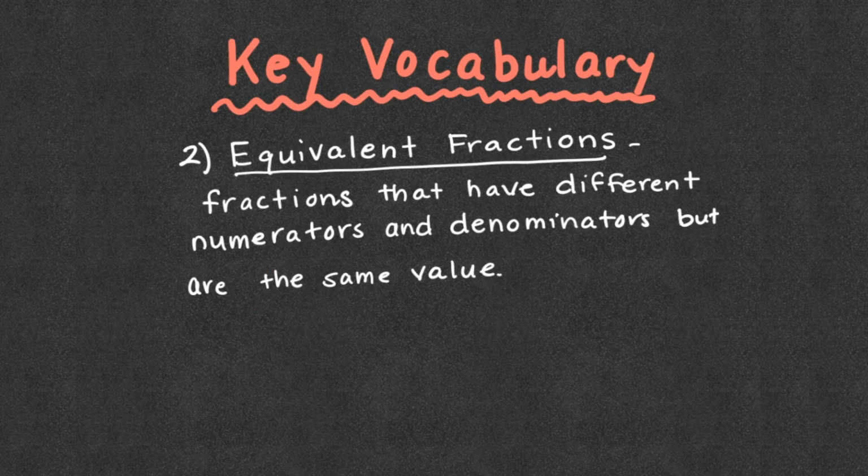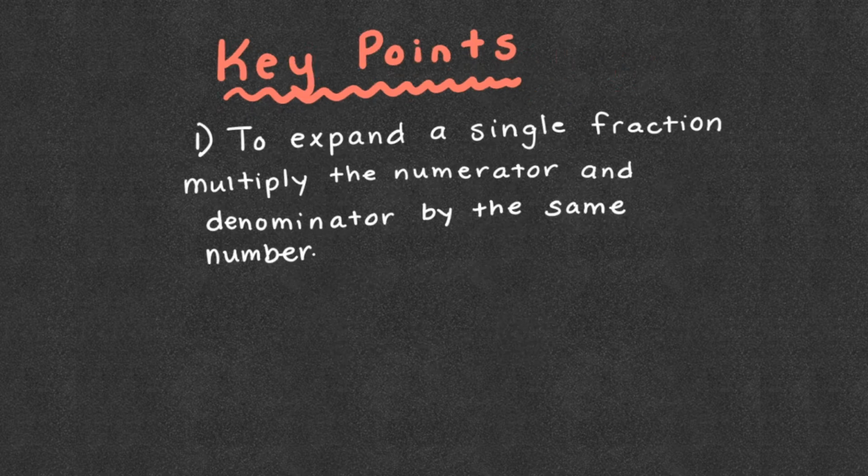What do equivalent fractions mean? These are fractions that have different numerators and denominators but have the same value. So again, like we showed you before, 1/2 would be equal to 4/8, would also be equal to 1,000 over 2,000. So even though these fractions look different, the values of them are the exact same.